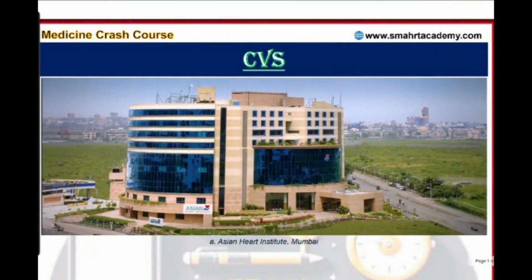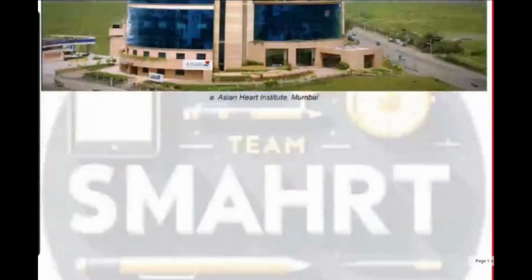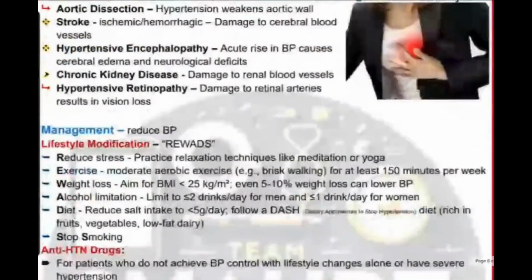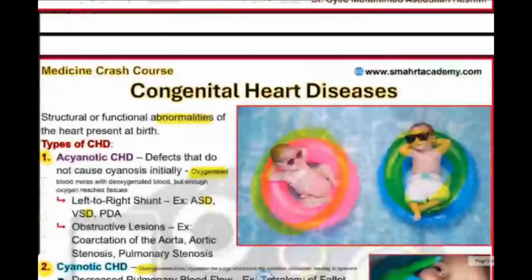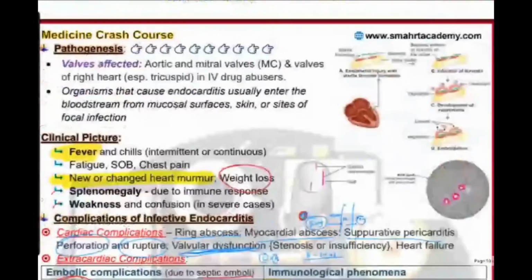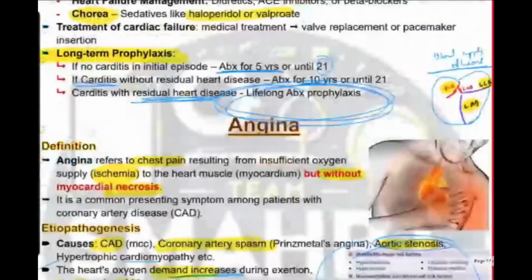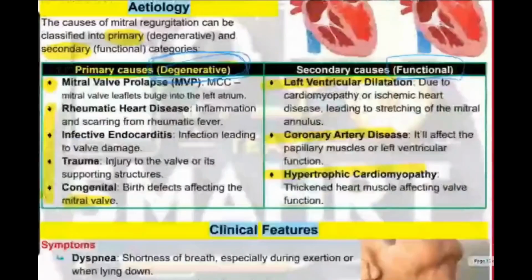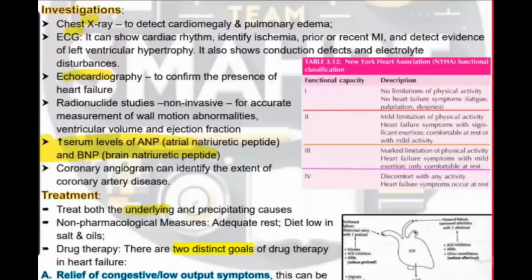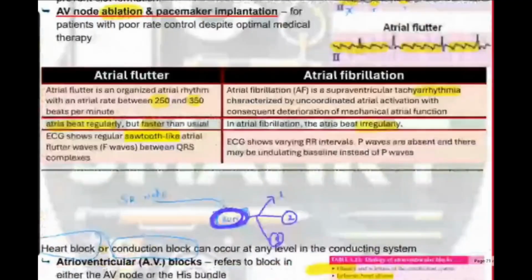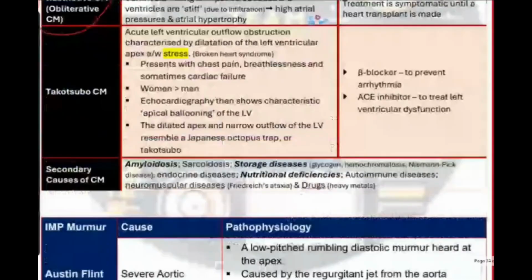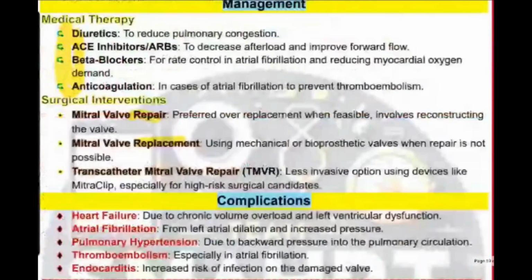Sir, can you please tell what topics we learned? Yes, okay. We have learned basic concepts about CPR, hypertension. We have learned all the congenital heart diseases. Then infective endocarditis, rheumatic heart disease, MI, angina, valvular diseases we covered. CCF we covered, conduction disorders we covered, AFib, atrial flutter, all the blocks, cardiomyopathies, all these we covered. Most important.